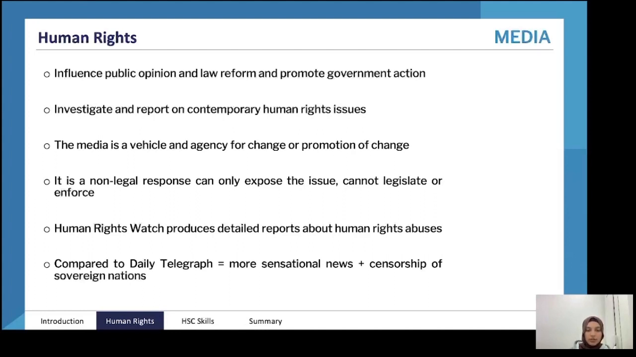So Human Rights Watch produces detailed reports about human rights abuses, compared to the Daily Telegraph, which is more sensational news, etc.